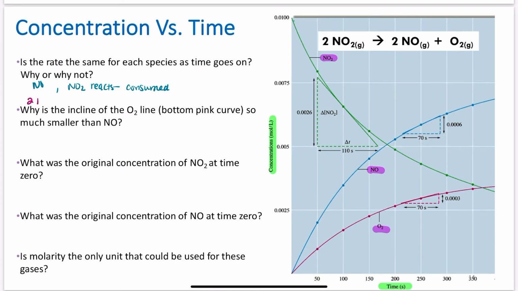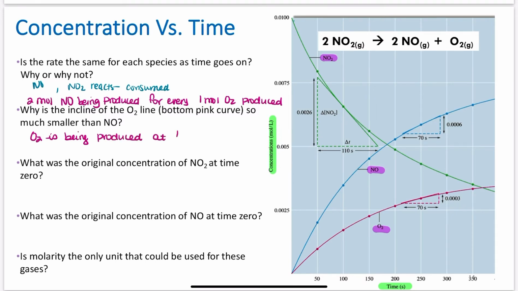I've also got 2 moles of NO being produced for every 1 mole of O2 being produced. So it's happening at a faster rate. Why is the incline of the O2 line, the bottom pink curve, so much smaller than NO? Because the O2 is being produced at 1/2 the rate of your nitrogen monoxide.